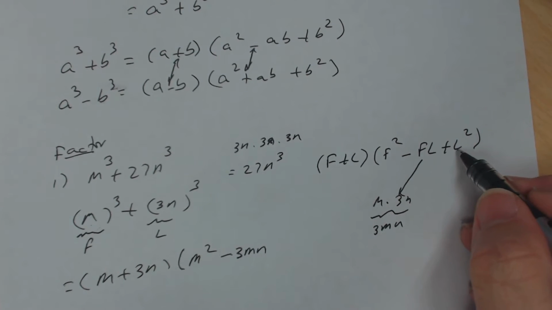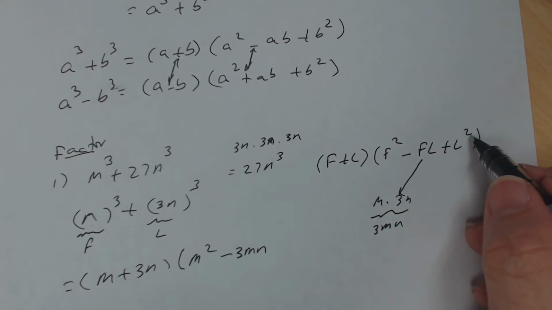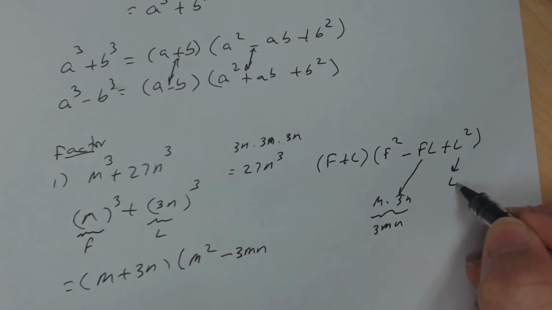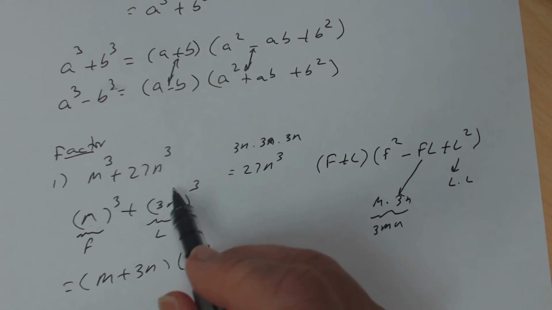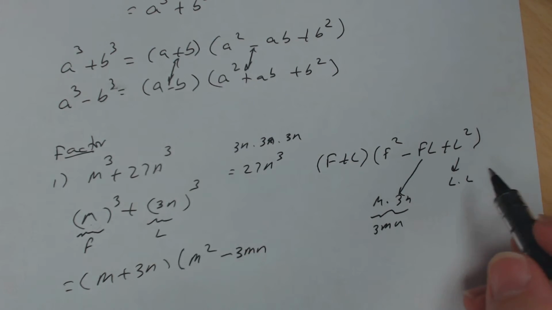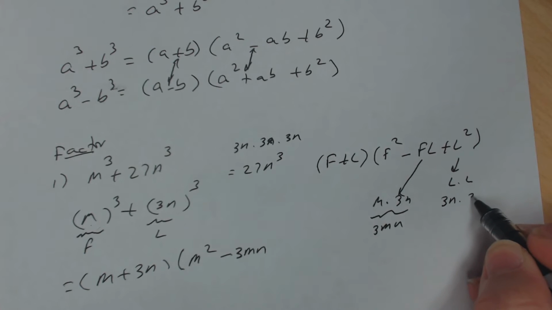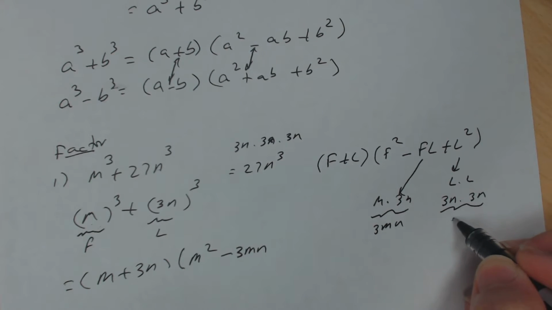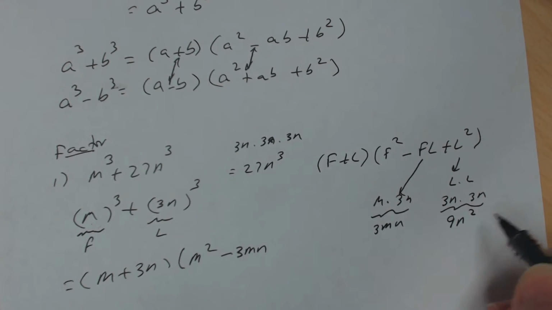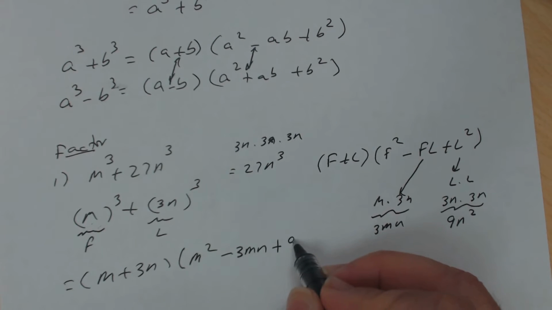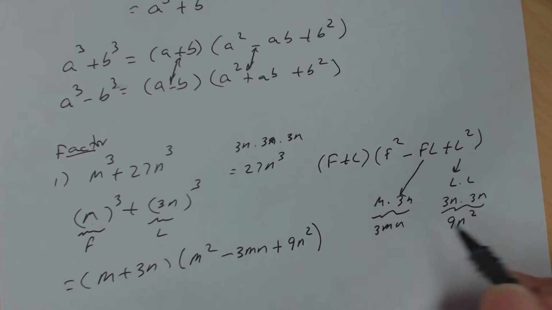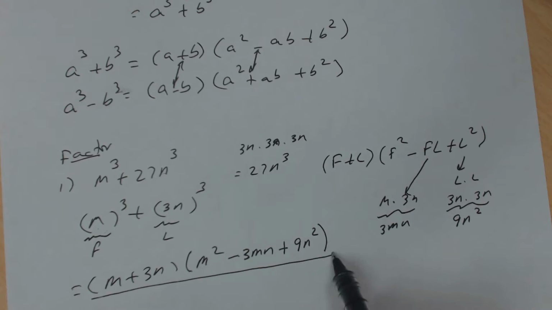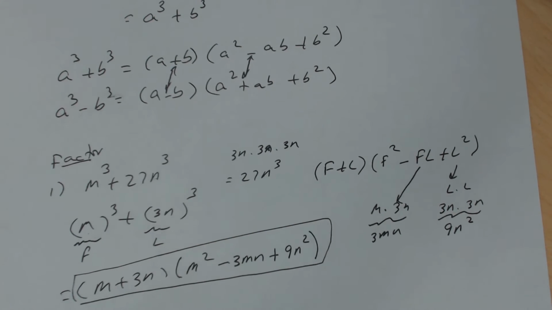And then here, that says I take L and I square it. So I take L and I multiply by itself 2 times. So L here is 3n. So that means 3n times 3n is 9n squared. So that goes here, plus 9n squared. And there's your answer. Okay, that's all you do.